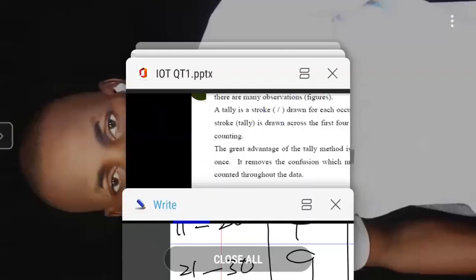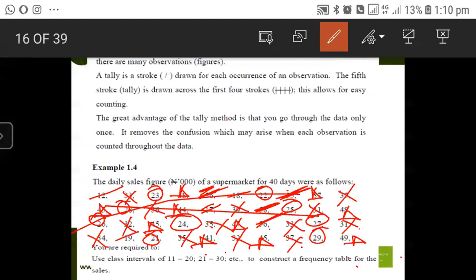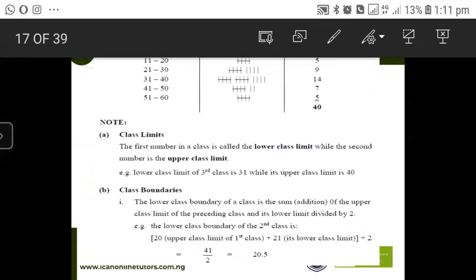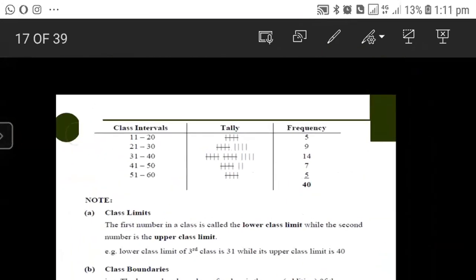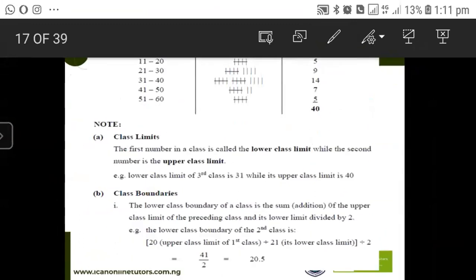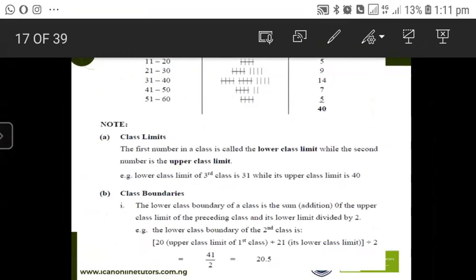So that is how to actually do the class limit and the rest: 5, 9, 14, 7, 5. After the class limit, we now do what we call class boundary. We've done the class limit.